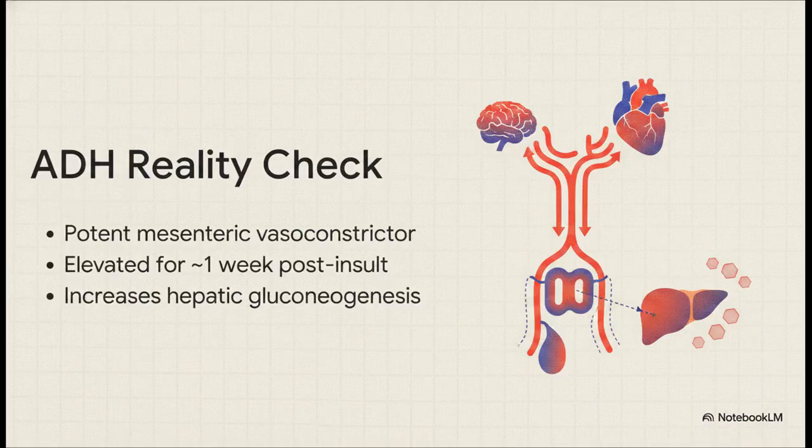If you guessed A, you hit the nail on the head. ADH, or arginine vasopressin, acts as a highly potent mesenteric vasoconstrictor. It literally starves your splanchnic organs, your gut, of blood, intentionally shunting whatever volume is left straight to the brain and the heart. And get this, levels remain elevated for roughly a full week after the insult, all while it's simultaneously signaling the liver to ramp up sugar production.